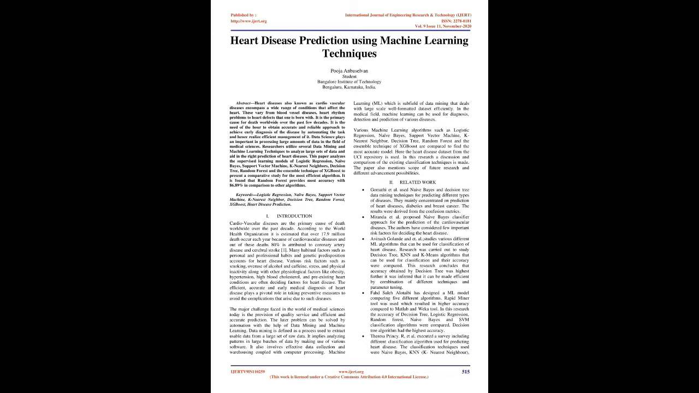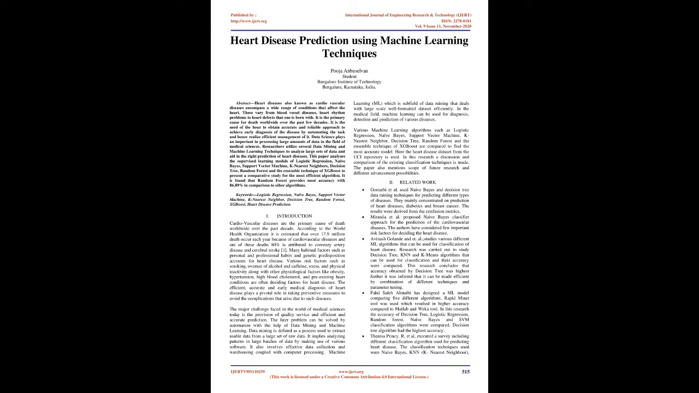Various risk factors such as smoking, overuse of alcohol and caffeine, stress, and physical inactivity, along with other physiological factors like obesity, hypertension, high blood cholesterol, and pre-existing heart conditions, are often deciding factors for heart disease. The efficient, accurate, and early medical diagnosis of heart disease plays a pivotal role in taking preventive measures to avoid the complications that arise due to such diseases.